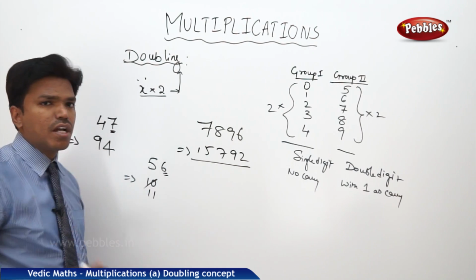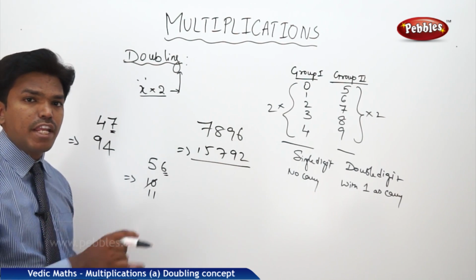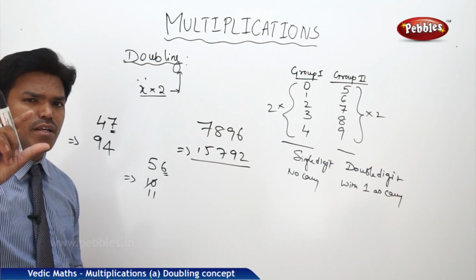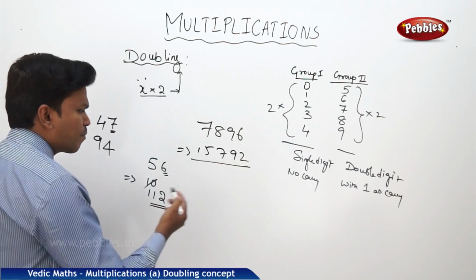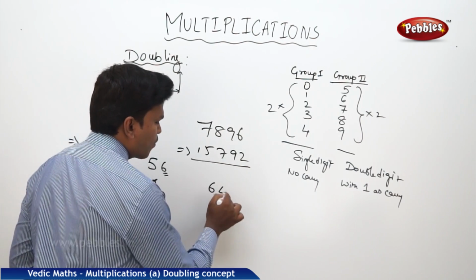Okay, now what is 2 6s are 12. In the 12, anyway 1 is already carried, so write the end number, that is 2. So what is your answer? 112.